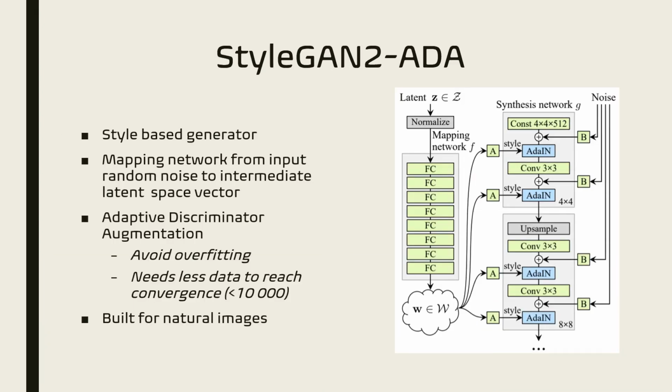The second model implemented was StyleGAN2 ADA. StyleGAN consists of a style-based generator with a network which maps the random noise input to an intermediate latent space vector. The use of adaptive discriminator augmentation helps to avoid overfitting and decreases the need for large amounts of data, with only 10,000 images still giving good results.